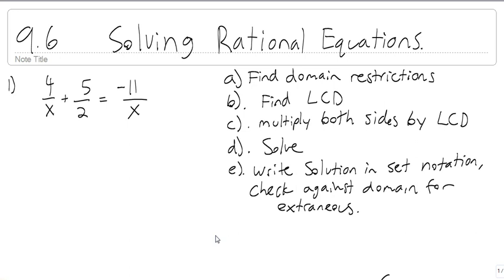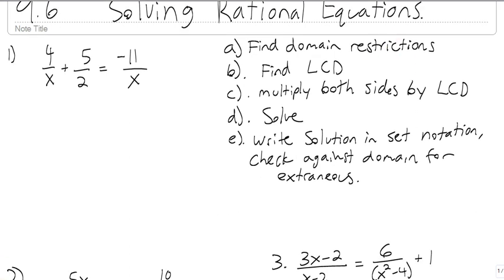Okay? First step is find the domain restrictions of the problem. The reason why is if you get an answer but it doesn't fit in the domain, it can't be an answer. And sometimes that happens. So it's good to list that first. So right away we have to do that.